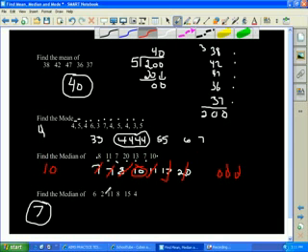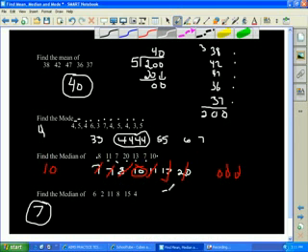Let's look at this next problem. On this next problem, we actually have 1, 2, 3, 4, 5, 6. It's even. We're going to end up, after we rewrite this from least to greatest, having two numbers in the middle. So let's go ahead and rewrite it.